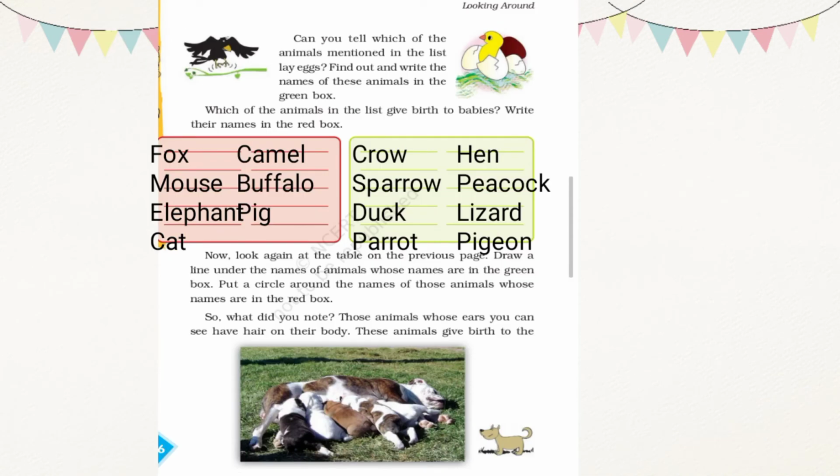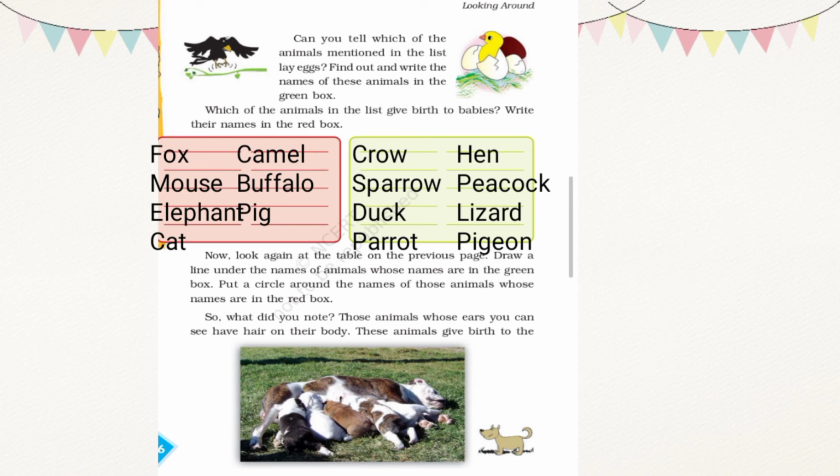Can you tell which of the animals mentioned in the list lay eggs? Find out and write the names of these animals in the green box. So let us write the names of the animals who lay eggs. Crow, sparrow, duck, parrot, hen, peacock, lizard, pigeon. All these animals lay eggs.